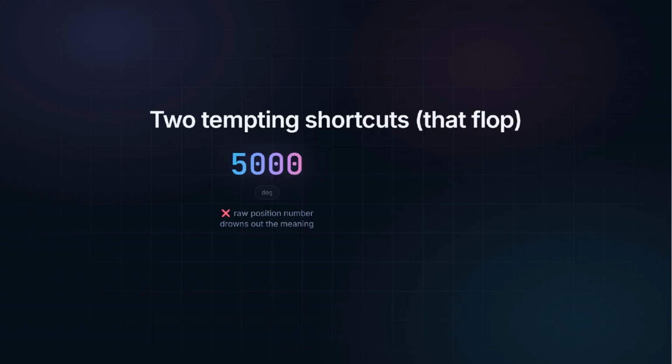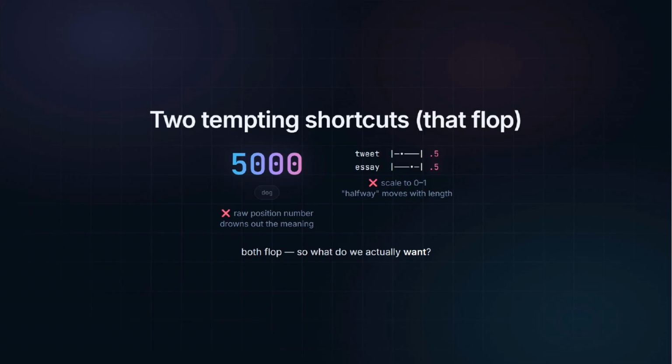Let's reason it out. Before waves, 2 tempting shortcuts, and exactly why they flop. Shortcut 1, just tag each word with its position number, 1, 2, 3. But by word 5,000, that number is so huge it completely drowns out the word's actual meaning. Shortcut 2, fine, squeeze it between 0 and 1. But then halfway through is a totally different spot in a 5-word tweet versus a 500-word essay. The model can't trust it.